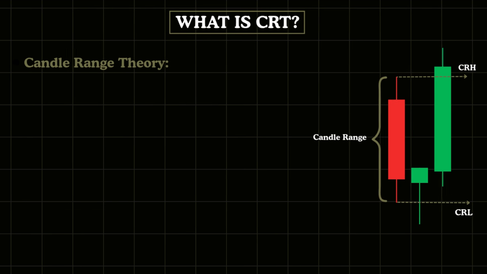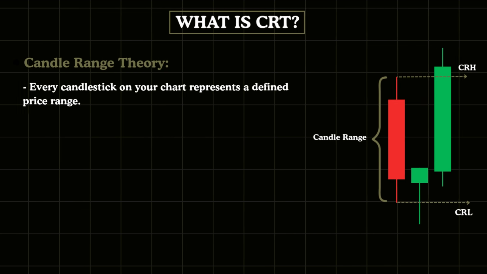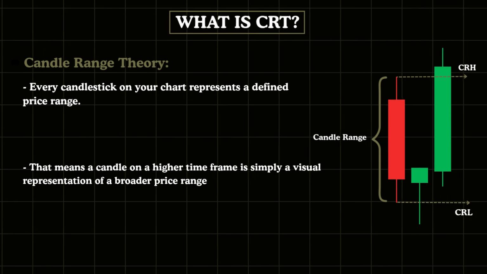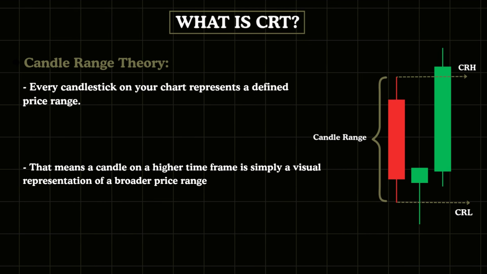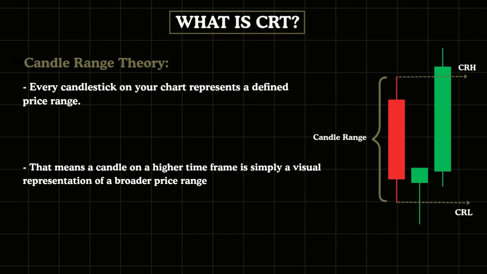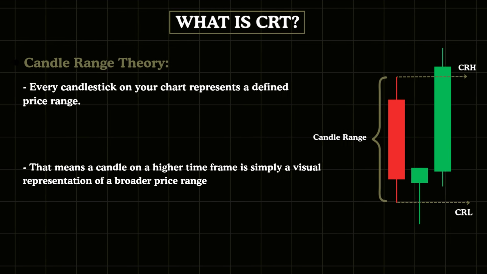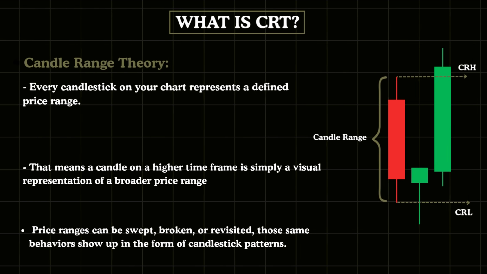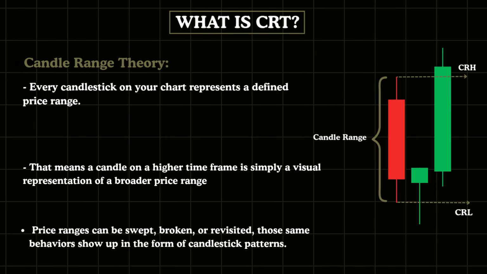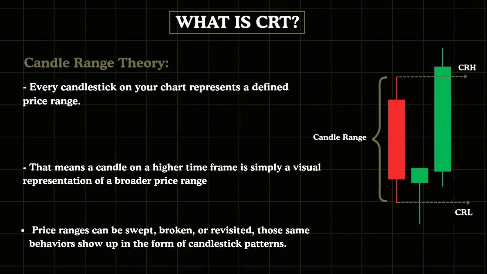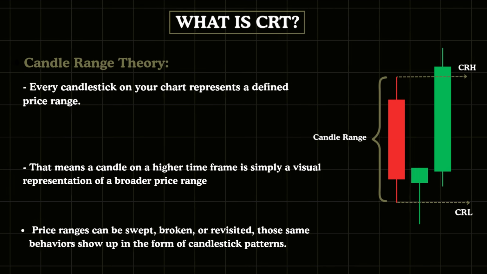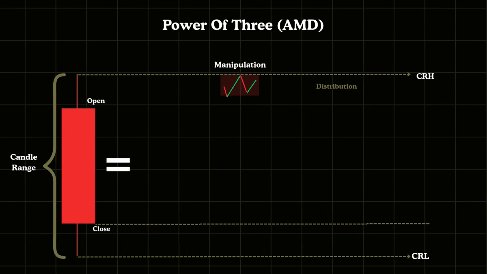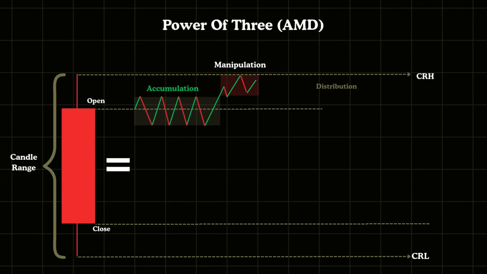The concept is straightforward. Every candlestick on your chart represents a defined price range. That means a candle on a higher time frame is simply a visual representation of a broader price range. And when you zoom into a lower time frame, that candle reveals detailed price movement within that range. Because price ranges can be swept, broken, or revisited, those same behaviors show up in the form of candlestick patterns. Each candle has a top and bottom, the high and the low. Zooming in reveals how price travels between these 2 points, forming a micro range on a smaller time frame.